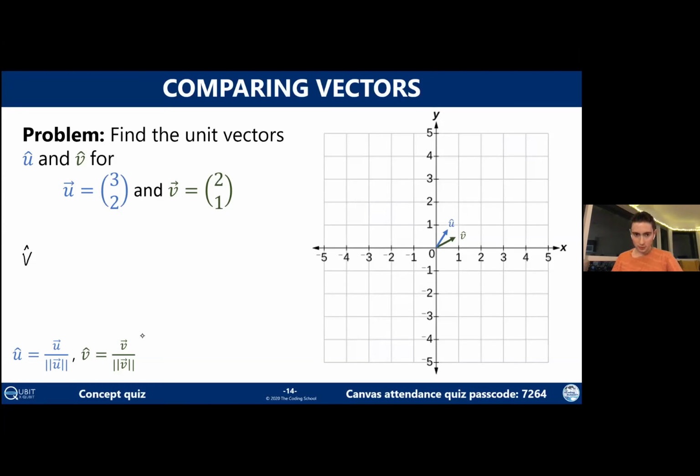And I just noticed there was one question in the chat. The hat character is specifying it's a unit vector. That is exactly correct, yes. So it's the same letter that sits under it, but if it has a hat on top of it, that means it's a unit vector.